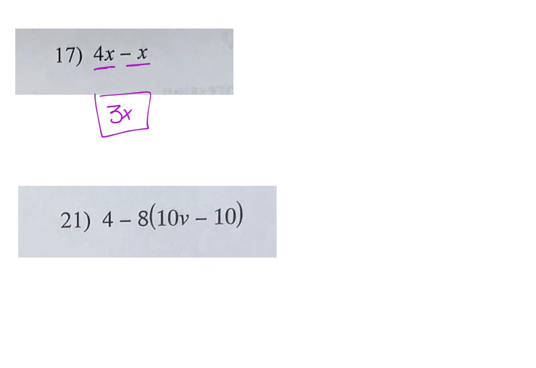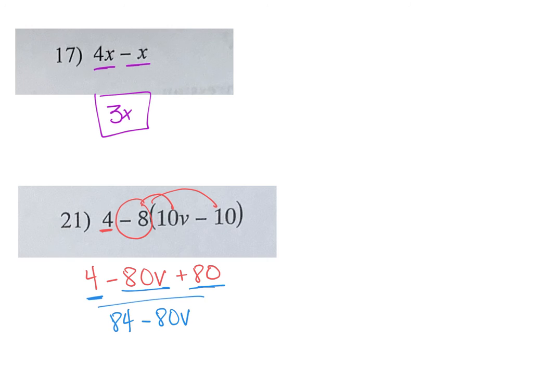For this one, you do need to distribute first. So we're going to distribute the -8 first. Leave this 4 alone. Negative 8 and positive 10v, negative 80v. Negative 8 and negative 10 is positive 80. And then combine your like terms. We have a 4 and an 80. That's 84. You can't combine anything with that negative 80v. You are done. You are just combining like terms when it says simplify.